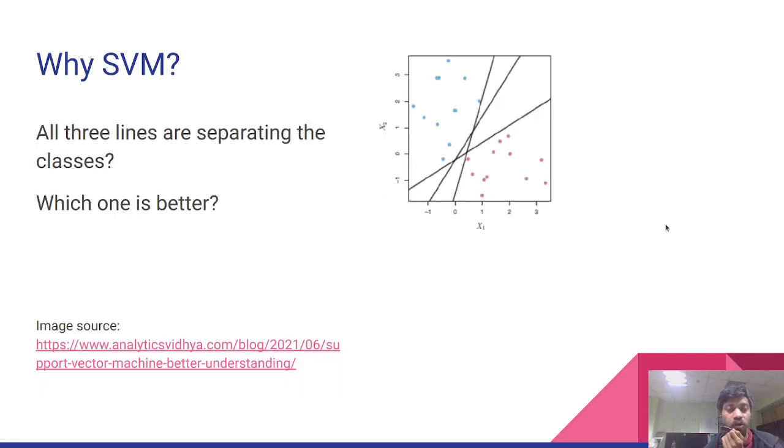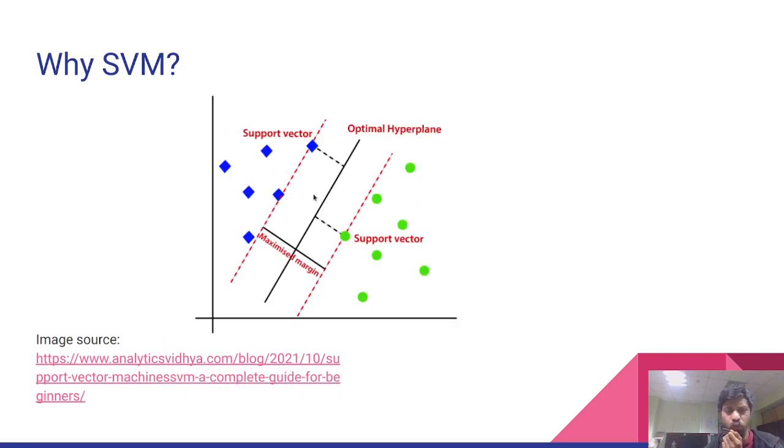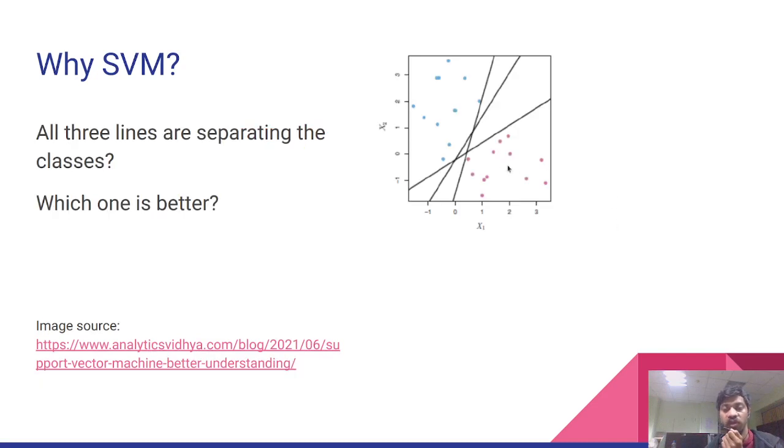So why do we need to do this? Why not one line here, that is also fine, right? One line if it is here, that can also classify, right? So why exactly do we need to keep it in the middle if all the lines can classify? If these are two classes, and all three lines can separate them, why do we need to find something in the middle? That is because, okay, I'll explain that with an example.